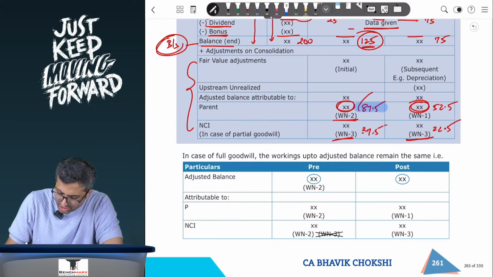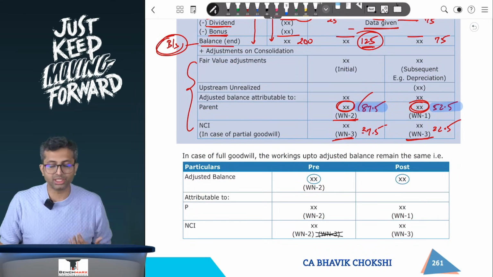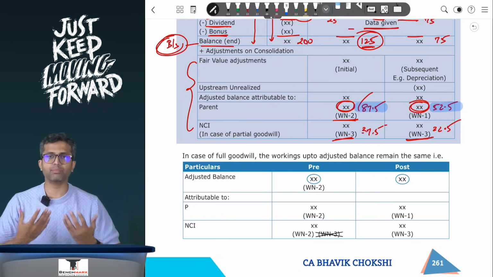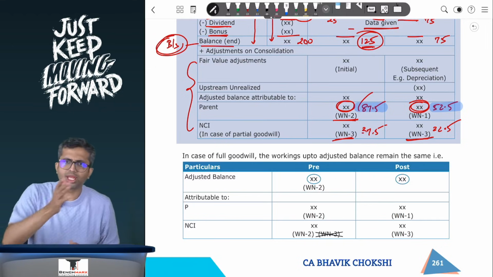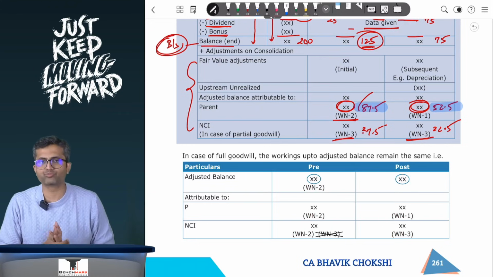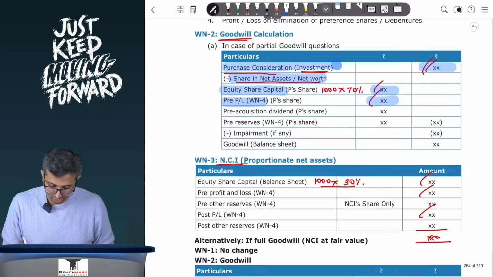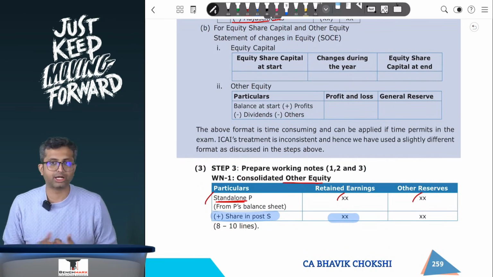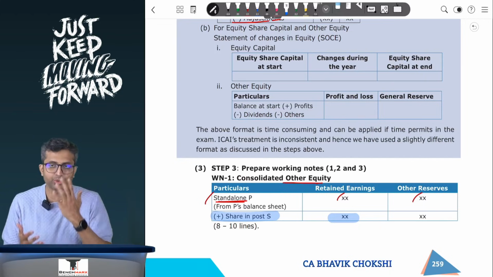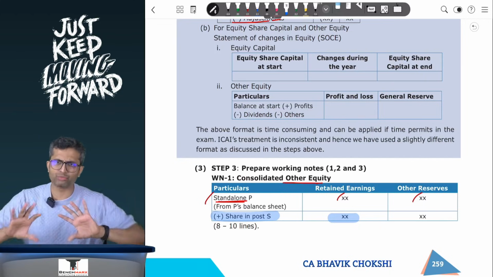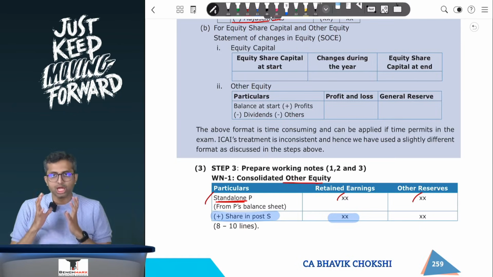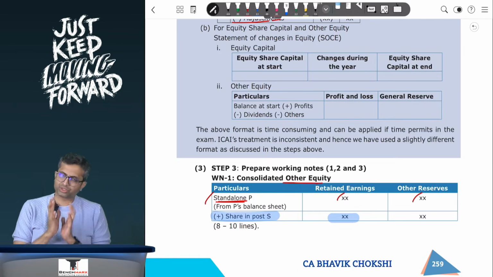Now when you look at this 52.5, this is what we studied. We said that this is parent share in the post-acquisition reserves. These are earned by you, and if they are earned by you, then you will have to take it along with your consolidated profit and loss. So when you calculate your consolidated profit and loss, I will add the share in the post-acquisition profits, for example, of the subsidiary. This will come from this analysis. So basically the objective of analyzing reserves is to find the adjusted reserves for the purpose of consolidation.